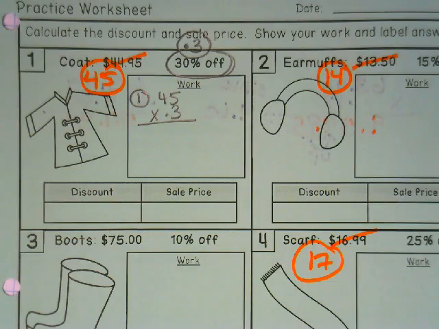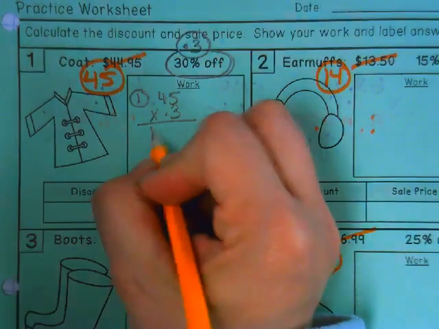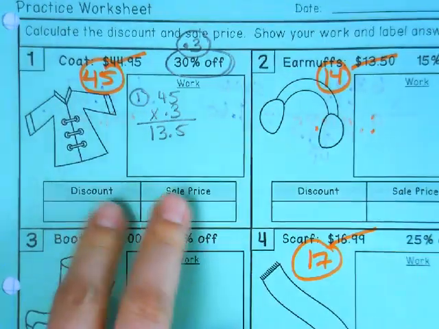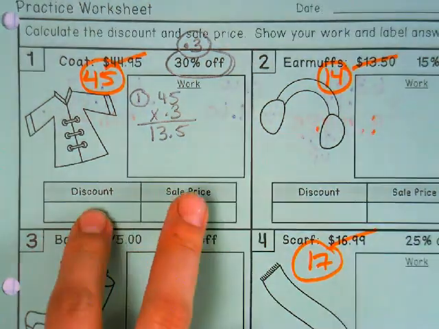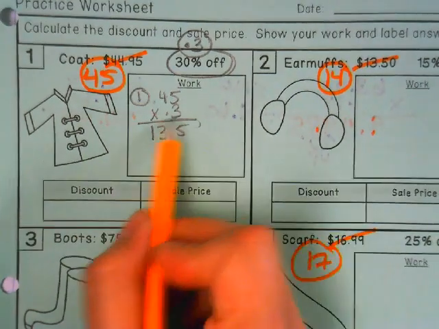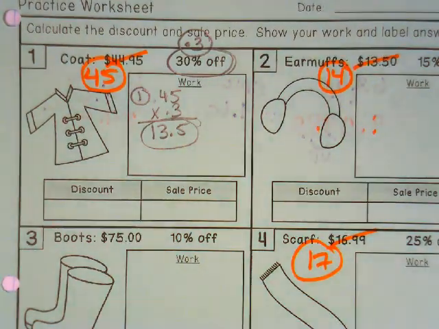Oh, I didn't have the calculator. Can I use my phone for the calculator? So what's 45 times 0.3? 13.5. In which box do I write that in? What does 13.5 represent? Discount. How much you save.